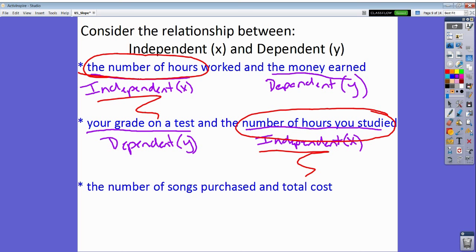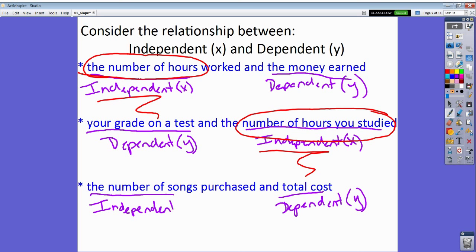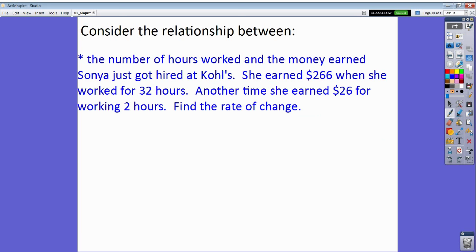The last example we have here, we have number of songs purchased and total cost. And you probably realize that the total cost is going to be dependent upon the number of songs that you purchase. So therefore, our total cost is our dependent variable, which is our Y. And the number of songs would be our independent value. So I'm going to write independent, which is going to be our X value. All right, so let's go ahead and get to some actual rate of change word problems.